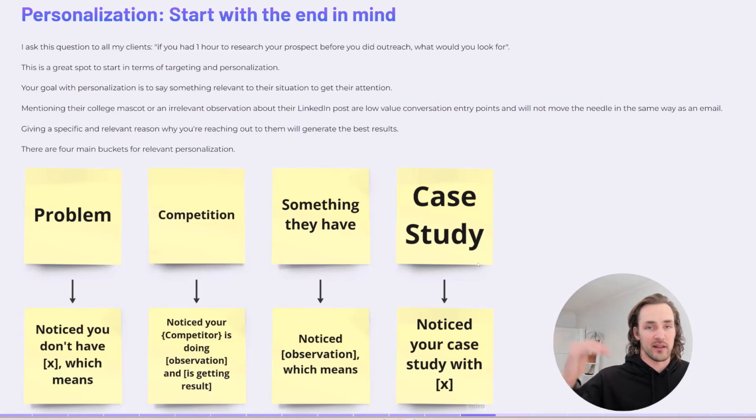And really, I like to say there are 4 main buckets for relevant personalizations. You have your problems, you have competition, you have something that exists or is true about their business that makes them a good fit, or you could just say, hey, I saw something about your case studies, right? So these are all relevant reasons, and you want to tie your value prop to your personalization.